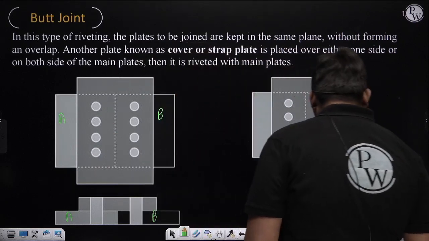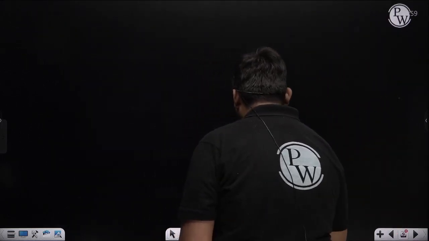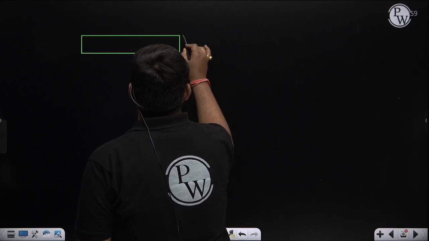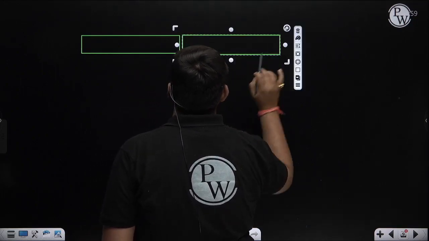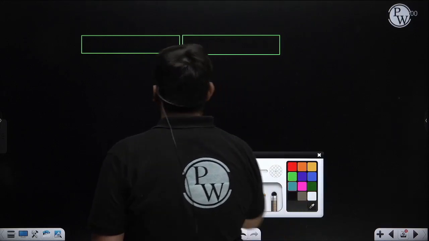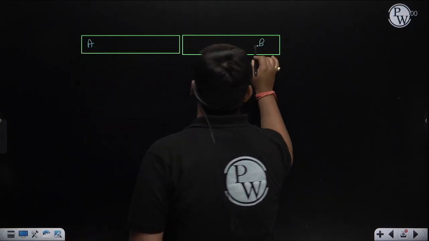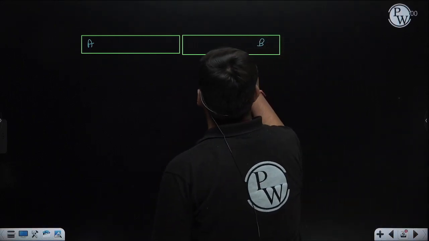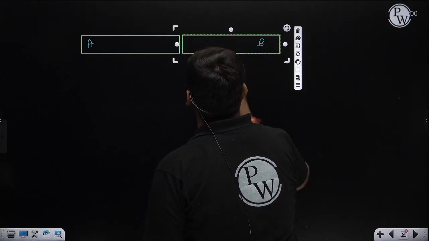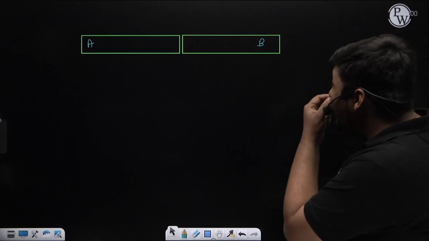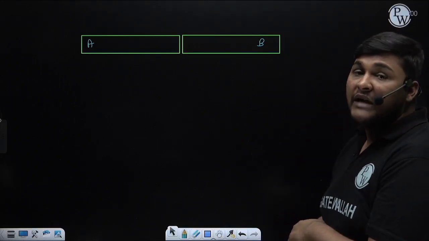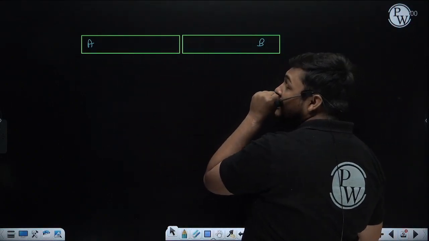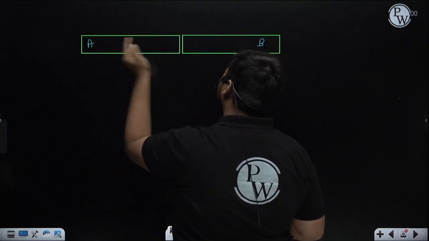For understanding point of view, I am also drawing this diagram separately. Suppose this is plate A, and this is plate B. We want to connect plate A and plate B, and the connection between them will be butt joint. Why? Because you can see here I have kept plate A and plate B in the same plane. But how can we connect plate A and B? That is the point to understand here. Why? Because I want to connect plate A and plate B through rivets. To make a rivet joint, there should be overlap. But in butt joint, there is no overlap.